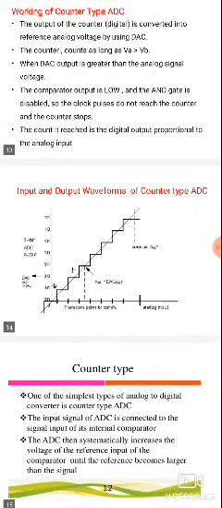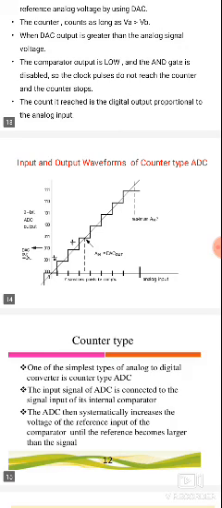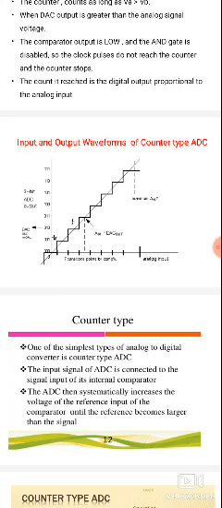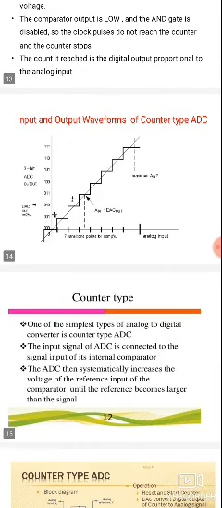Whenever the AND gate is enabled, the analog input is greater than the DAC output. Here the analog input is less than the digital to analog converter output. That is nothing but VB greater than VA, or VA less than VB. So in this case the comparator output is low and the AND gate is disabled. In the first case the AND gate is enabled; here the AND gate is disabled.